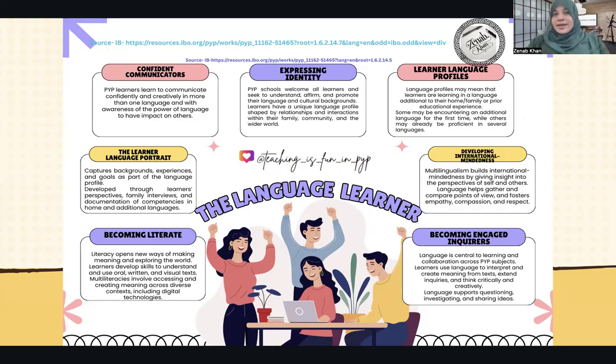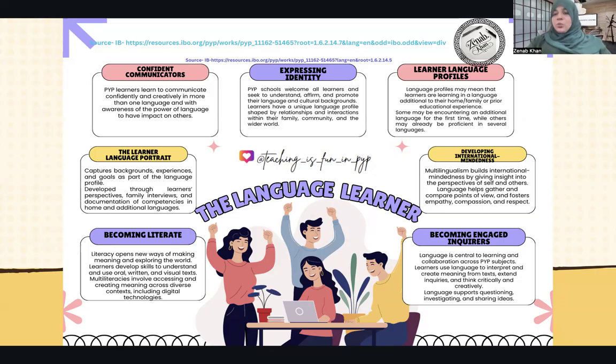It's about developing identity, fostering international mindedness, becoming literate, engaging in inquiry, and building the skills to communicate meaningfully with the world. So, the language learner is a confident communicator. They express their identities beautifully. The language profiles, then they work on the language portraits. They develop international mindedness. They become engaged inquirers and also become literate.